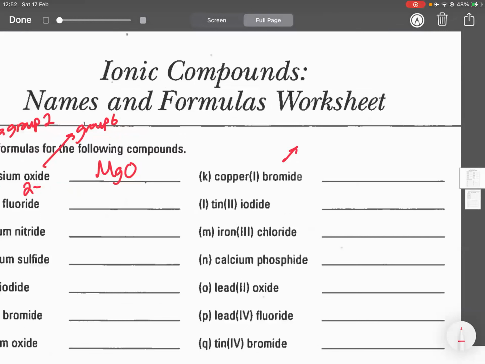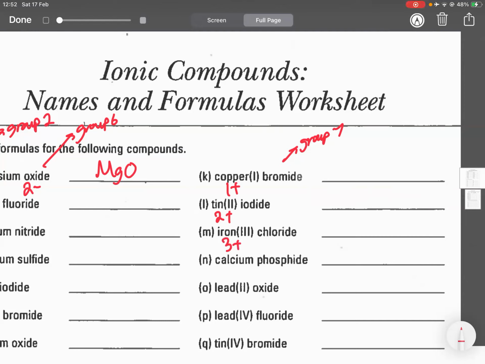Bromine's group 7. And then copper, if it says it in brackets, that's the charge. So that's 2 plus because it has it in brackets. You'll learn that later in like topic 4. The brackets tell you the charge for transition metals because those can have random charges.